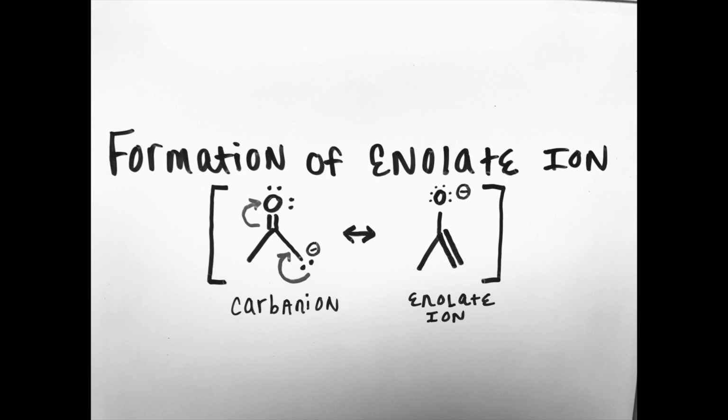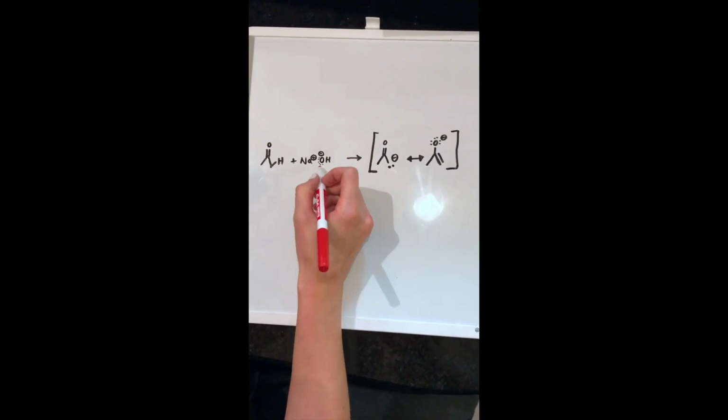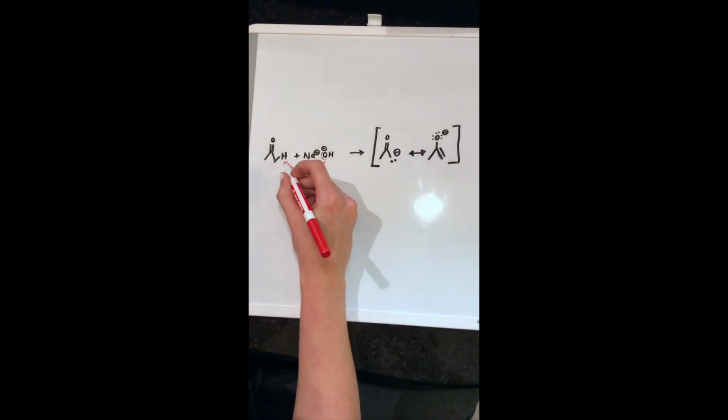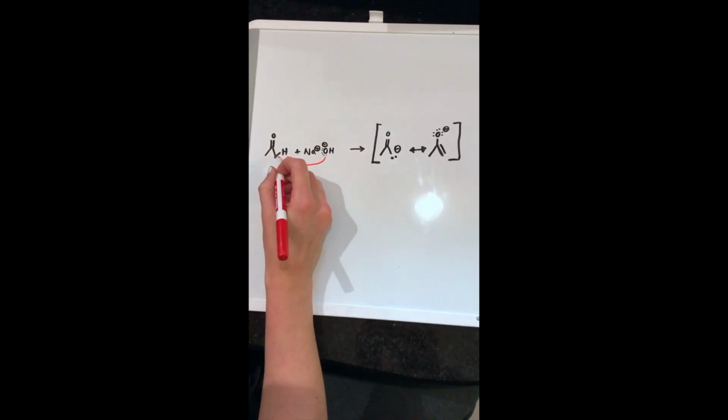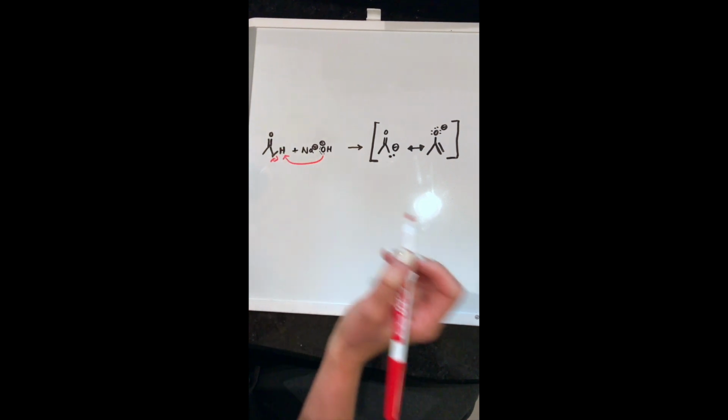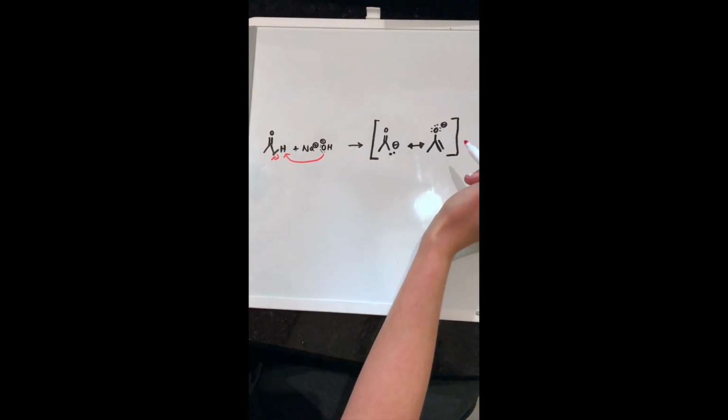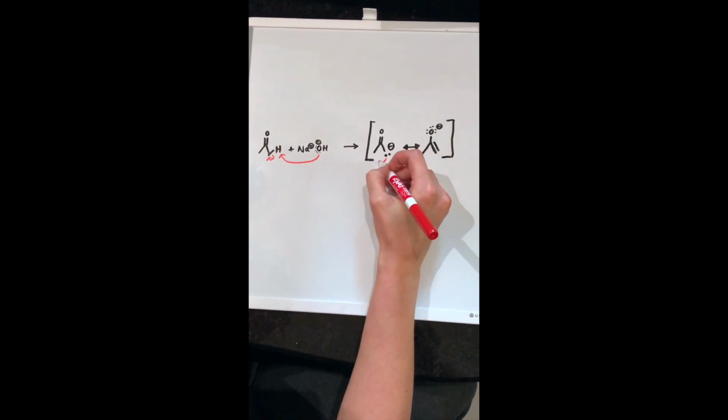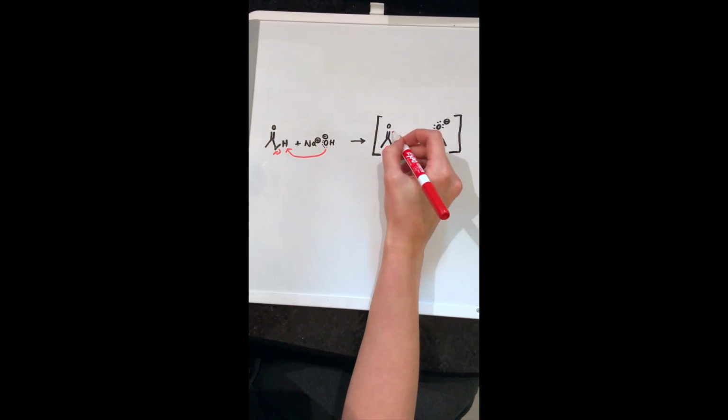The first step in the synthesis of dibenzylacetone is the formation of the enolate ion, which is highly resonance stabilized. The hydroxide ion from the NaOH will attack the alpha hydrogen, pushing those electrons onto the alpha carbon, and this will form the highly resonance stabilized enolate ion.